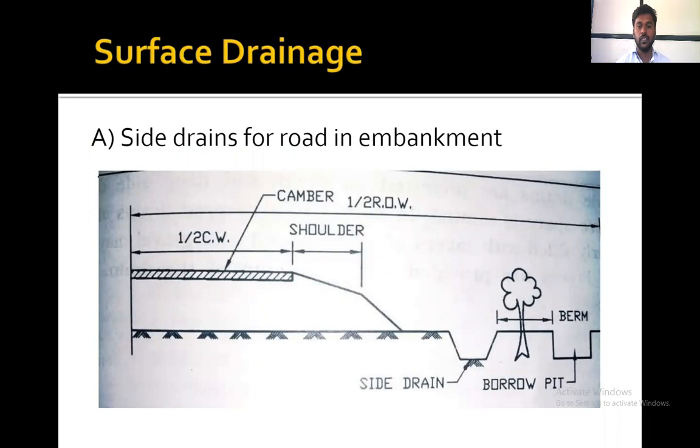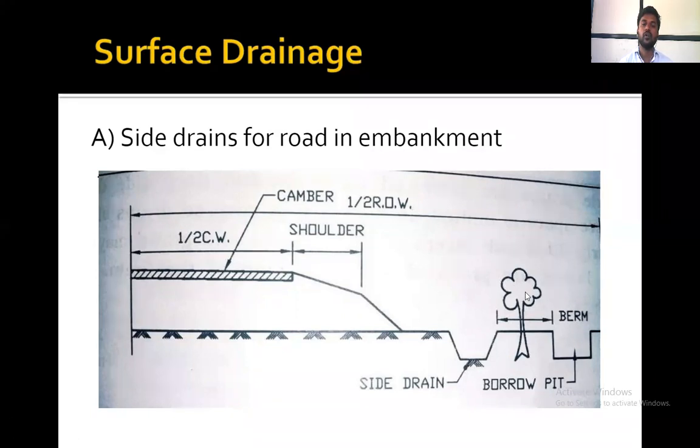The first one is providing side drains. You can observe here the road surface, with the camber given. The slope for the camber is slightly provided. Then the shoulder is there, and you can observe in the figure that the slope of the shoulder is more than the slope of the camber. Water coming on the camber drains out, comes onto the shoulder, and after the shoulder comes to the drain. We should provide more slope for the shoulder than the camber to drain the water easily, so water will not stay or percolate here. By gravity, it drains out towards the side drains. This is the figure of the side drains provided on the road.